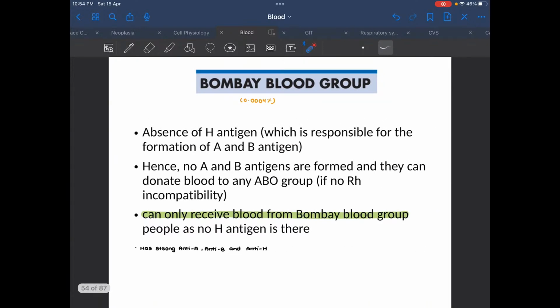Okay. What about the Bombay blood group? It's extremely rare, 0.0004%, and it basically is the absence of the H antigen, which is responsible for the A and B antigen. Okay? And what was the Landsteiner's law? Whenever you have the absence of that antigen, what are you going to have? You're going to form antibodies against it. Okay? So it's going to have anti-A antibodies, it's going to have anti-B antibodies, it's even going to have anti-H antibodies. So it cannot receive blood from any individual except its own.